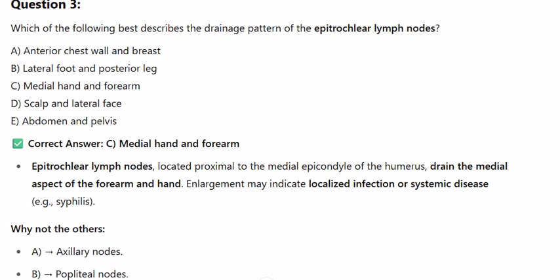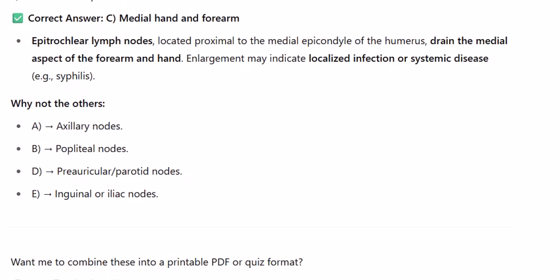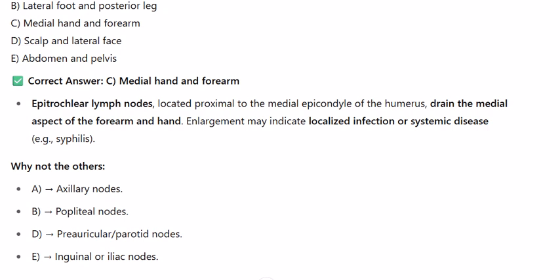Medial hand and forearm. Epitrochlear lymph nodes, located proximal to the medial epicondyle of the humerus, drain the medial aspect of the forearm and hand. Enlargement may indicate localized infection or systemic disease, e.g. syphilis. Why not the others? A. Axillary nodes. B. Popliteal nodes. D. Preauricular, parotid nodes. E. Inguinal or iliac nodes.